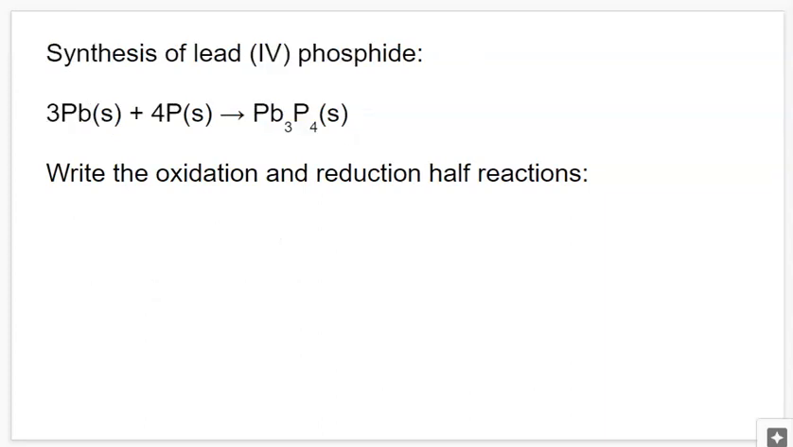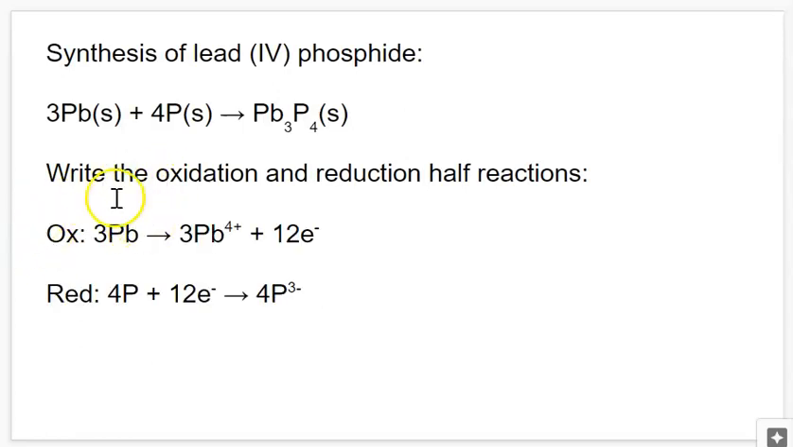All right, let's look at one more example, the synthesis of lead(IV) phosphide. So we start with neutral lead metal and neutral phosphorus solid reacting in a 3:4 ratio to make lead(IV) phosphide, which is going to have a compound formula of Pb3P4. And let's write the oxidation and reduction half reactions for this.